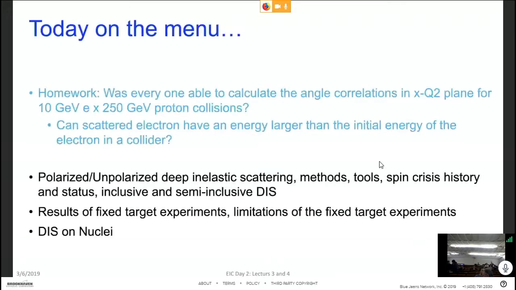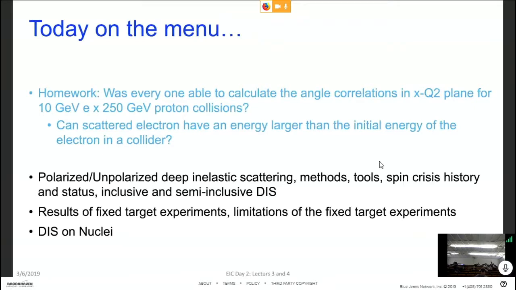Homework that I suggested last week before we ended. Then we'll look at the polarized and unpolarized deep inelastic scattering. We'll talk about the method, the tools, what the concerns for experiments are when we design the experiment. We'll talk about the first results and the status of the spin crisis, including inclusive and semi-inclusive deep inelastic scattering. We will discuss what we saw in those early experiments and what they meant.